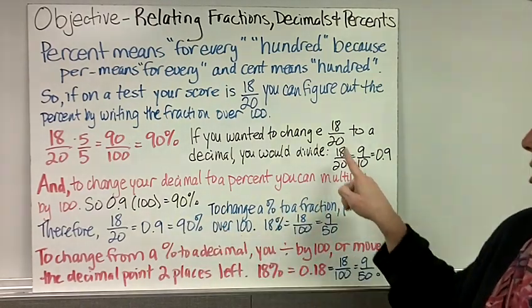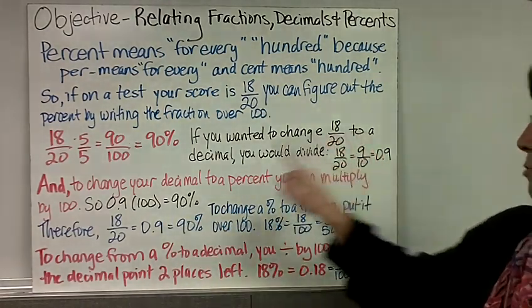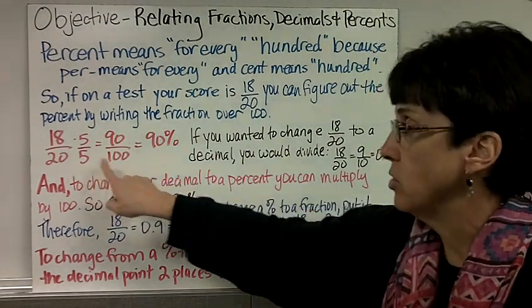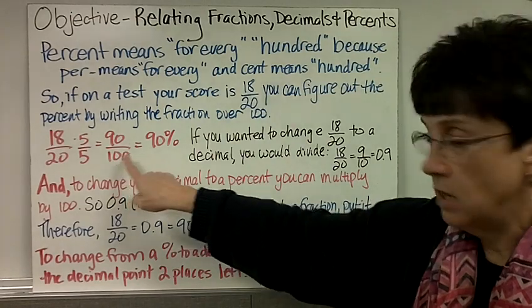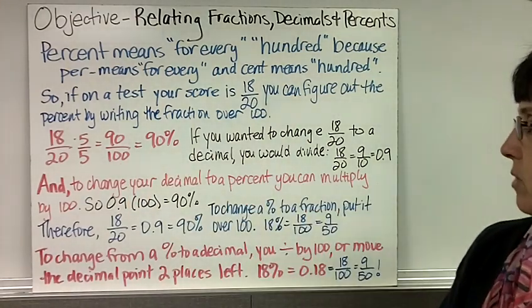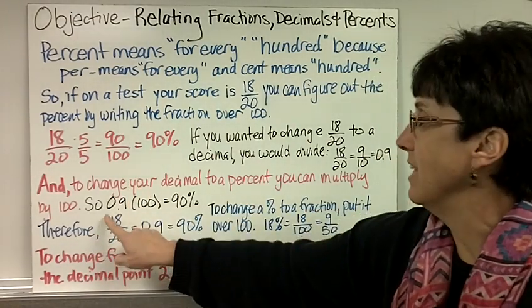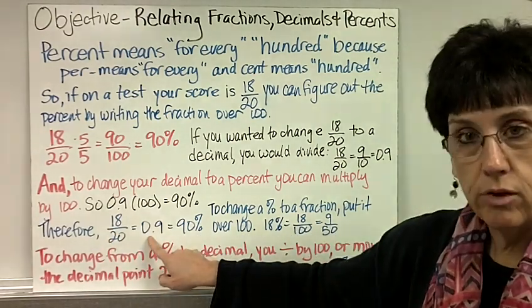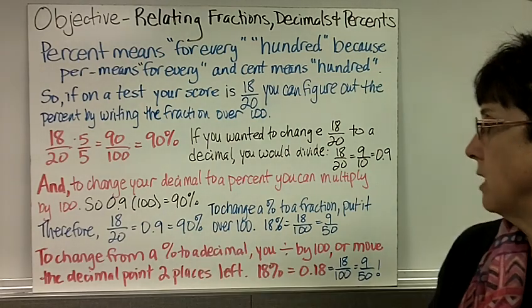So now we've changed our fraction to a decimal to a percent, and here we've changed our fraction to a fraction over 100 to a percent. So therefore, this is what I just said. 18 over 20 equals 0.9 or 9/10, which equals 90%.